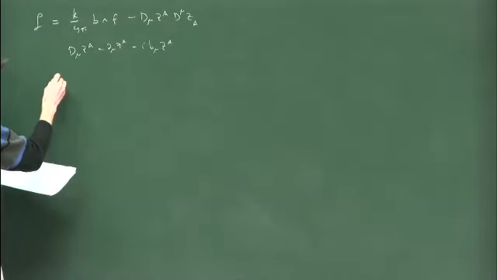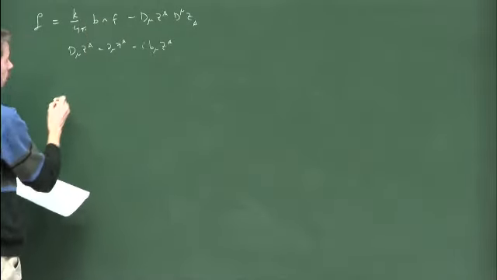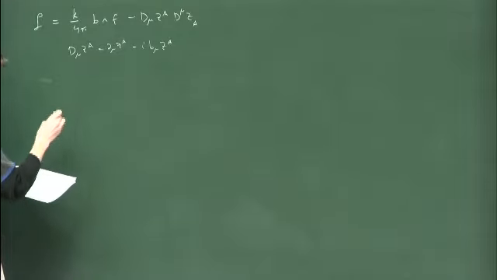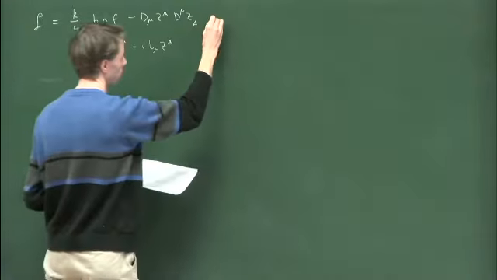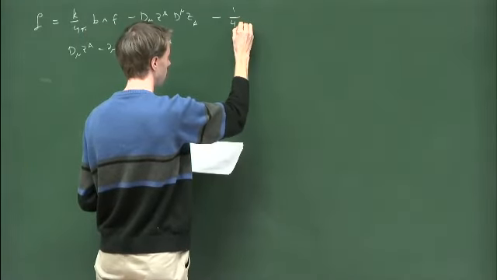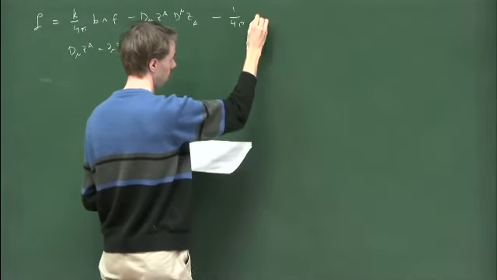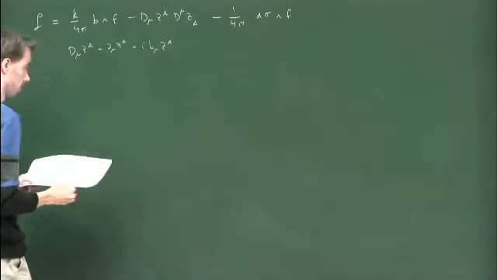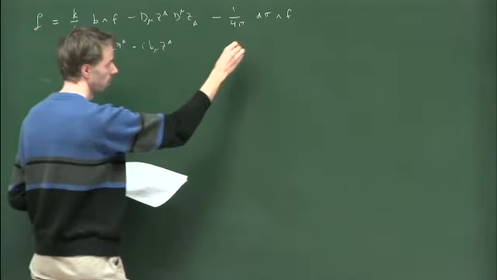Then the idea is to, instead of integrating over A in the path integral, integrate over F. So that means one has to add this term where sigma is periodic.